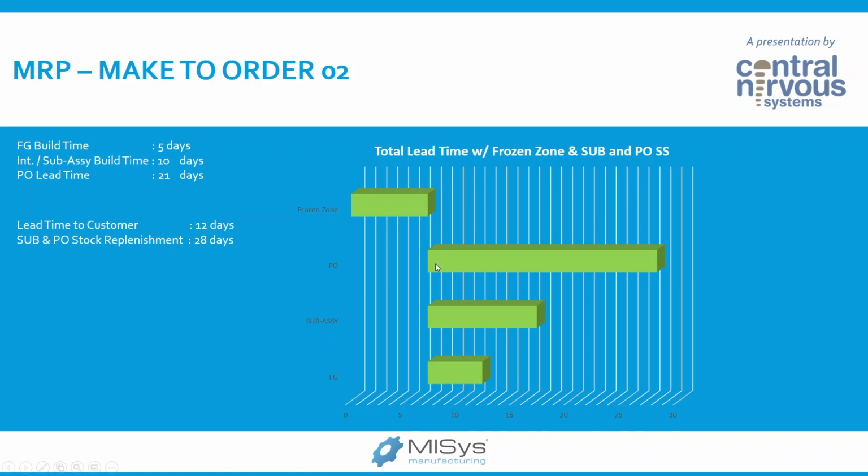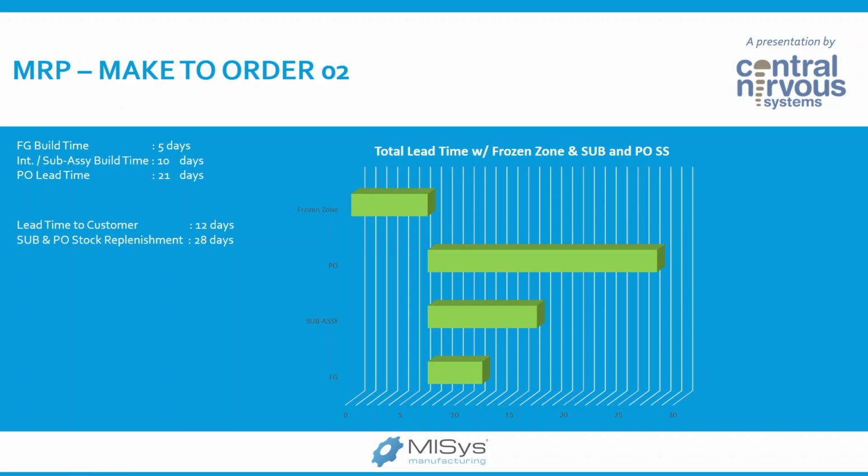And then all of those other item types, purchase items and sub-assemblies, will be triggered at the next MRP run. And they will be ordered because they have all fallen below their safety stock levels. And MRP will try to replenish those. And within 28 days, which is the longest time here for PO lead time, plus the frozen zone of 7 days, we're able to replenish our sub and PO stocks.